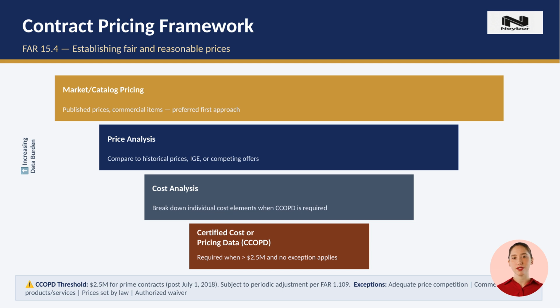At the top of the pyramid sits certified cost or pricing data, the most demanding requirement, triggered when the contract exceeds $2.5 million and no exception applies. CCOPD is a big deal because it requires formal certification that all data was accurate, complete, and current. If it wasn't, that's defective pricing, and the government can demand a price reduction.